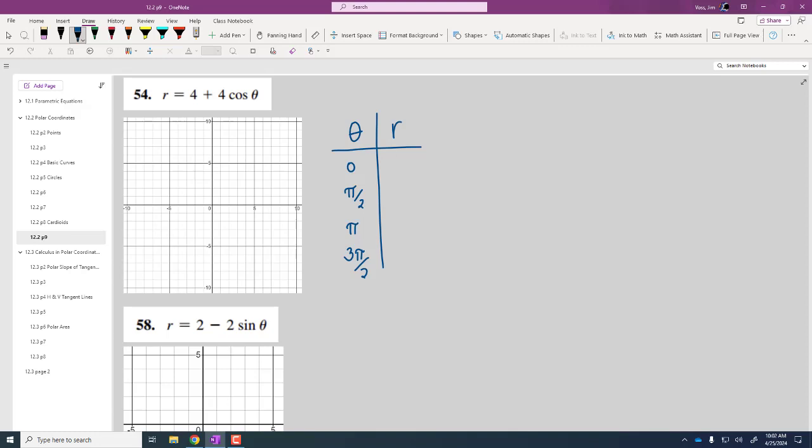Cosine of 0 is 1. 4 plus 4 is 8. So in the 0 direction, we're going to go 8 away from the origin. So this is our first point right there. Plug in pi over 2. The cosine of pi over 2 is 0. 4 plus 0 is 4. So that says in the pi over 2 direction, go 4 units from the origin. That puts us up here.